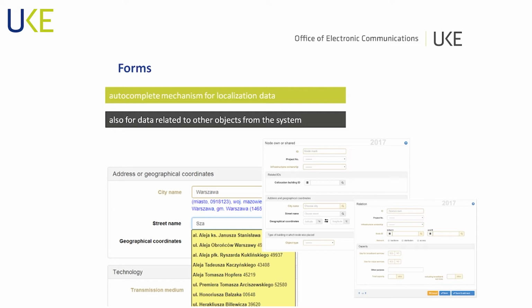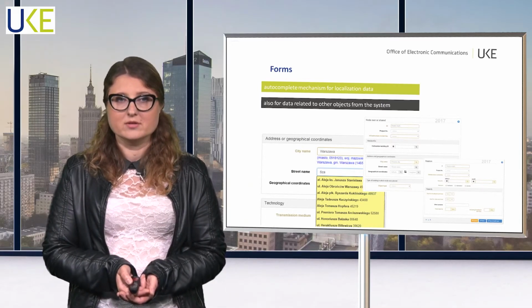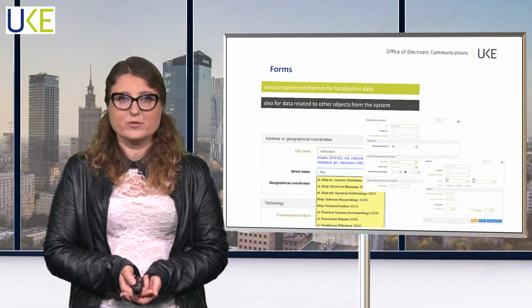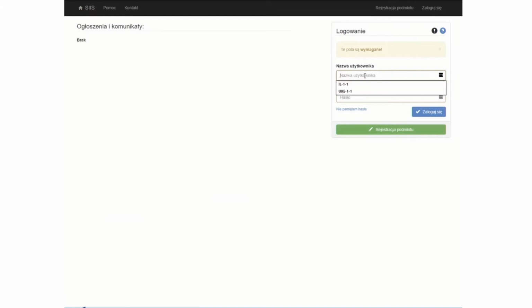There is also autocomplete for localization data, as well as for files that link to other objects in the system. After entering the first few characters of the name, a limited list of possible matches appears. Now you will see a short demonstration of how SIIS works.